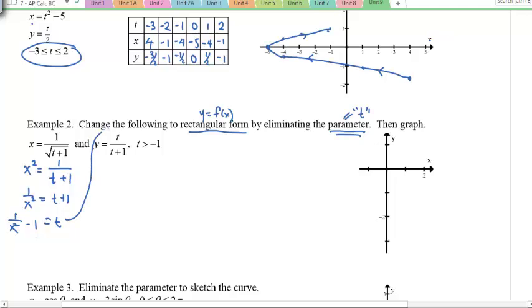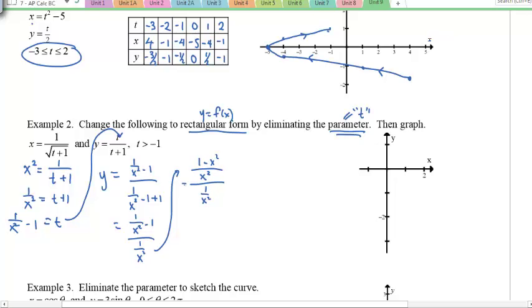Noting this, I can then substitute this into the y equation, so 1 over x squared minus 1, all over 1 over x squared minus 1 plus 1. That gives me 1 over x squared minus 1 on the top, or the numerator, and 1 over x squared on the denominator. Probably do a common denominator thing in the top, so 1 minus x squared over x squared, divided by 1 over x squared equals y. And since the denominators are the same, we can divide them out, and you're left with 1 minus x squared.